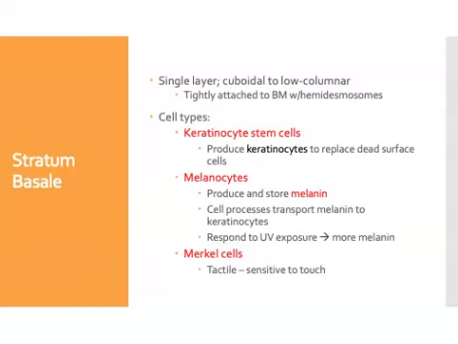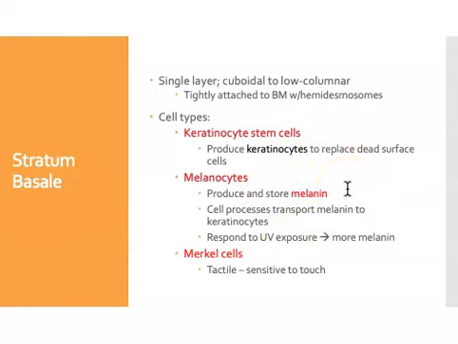Now, in addition to these stem cells, there are two other types of cells in this layer that you should be familiar with. One are melanocytes, the cells that produce and store melanin. And the other are the Merkel cells, those tactile cells that I mentioned earlier. Remember, melanin is the pigment, the primary pigment of our skin. It helps determine the color of our skin.